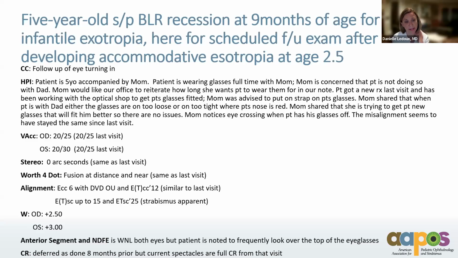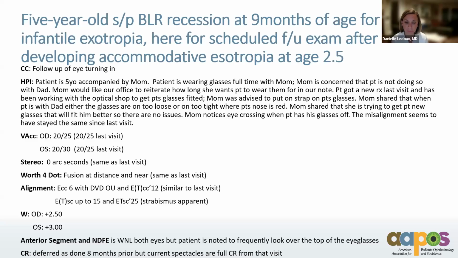So you can see the vision in the right eye is 20/25, similar to your last visit with him. The left eye is 20/30, maybe a little worse than the last visit. No recorded stereopsis, but this was true as well at the last visit. And there was fusion both at distance and near in the glasses, same as at prior visits. The alignment in the glasses is quite good.